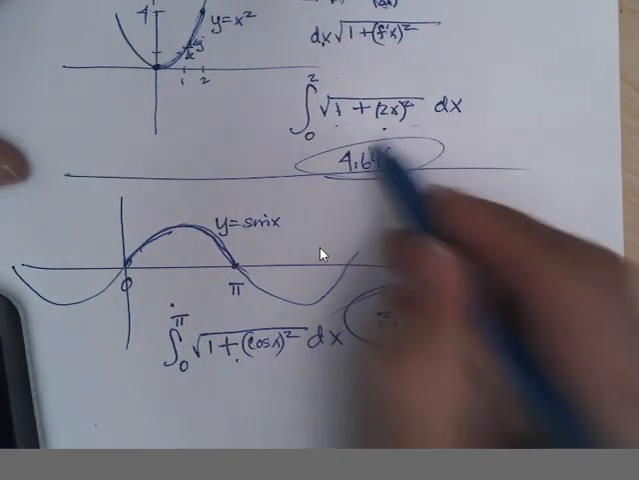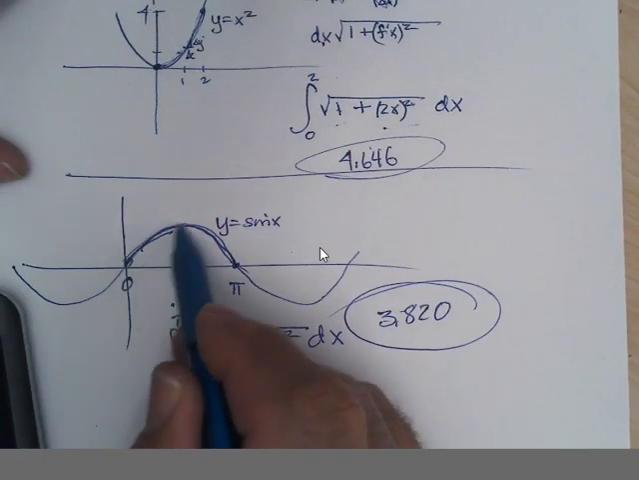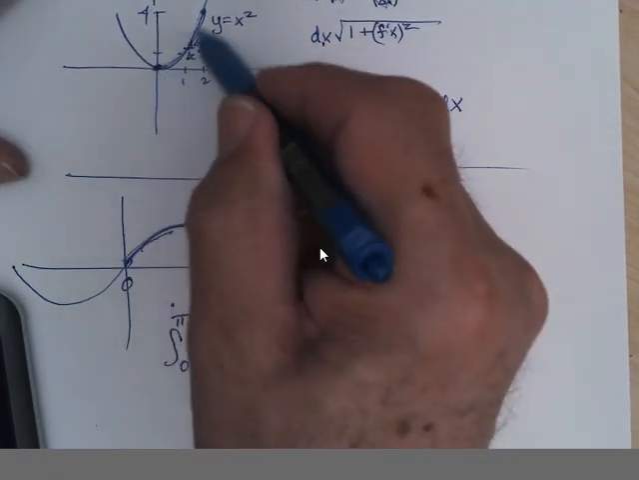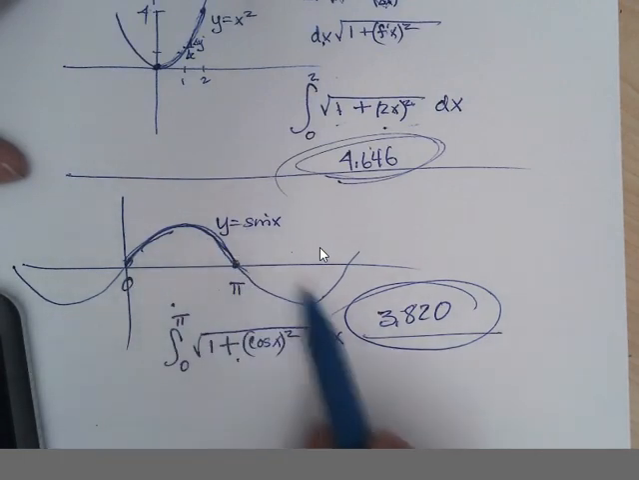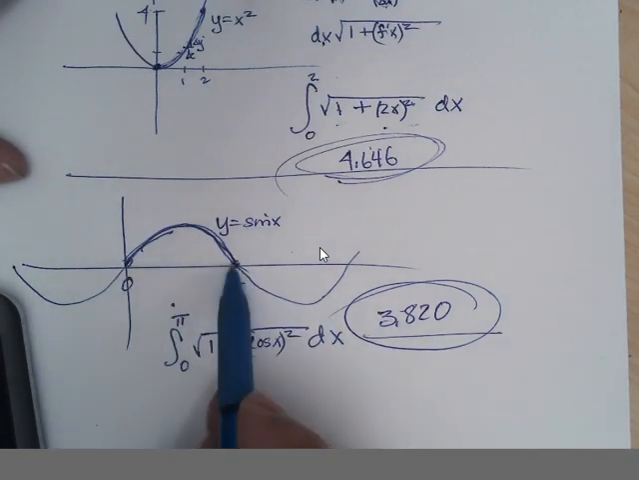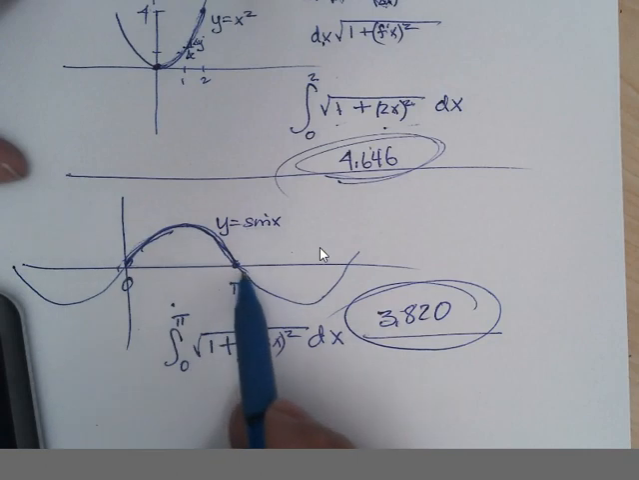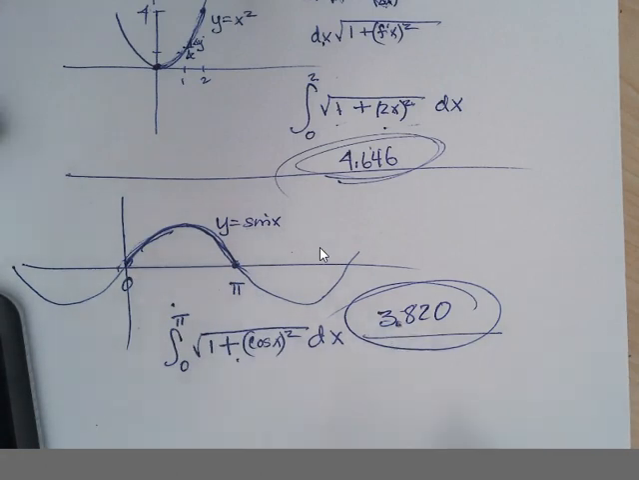Okay, that's the number I was confusing with this one. That's the length of this arc. The length of this arc was 4.6. This is the length of this arc. Straight across is pi, 3.14, but this way it's 3.82, a little bit longer.